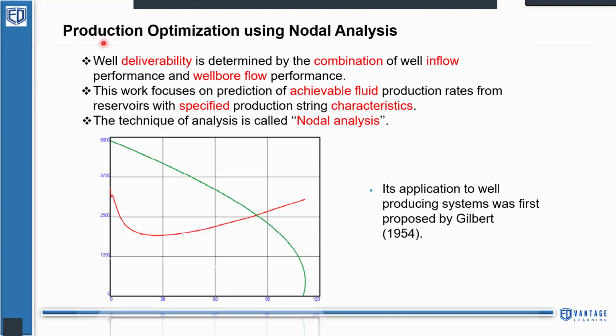So now we have actually entered the nodal analysis concept. Well deliverability is determined by the combination of well inflow performance and wellbore flow performance, which is the IPR or the VLP, vertical lift performance. So the work that we should be going ahead with focuses mostly on prediction of achievable fluid production rates from the reservoirs with specified production string characteristics. This is called nodal analysis. It was first deliberated by Gilbert in '54.